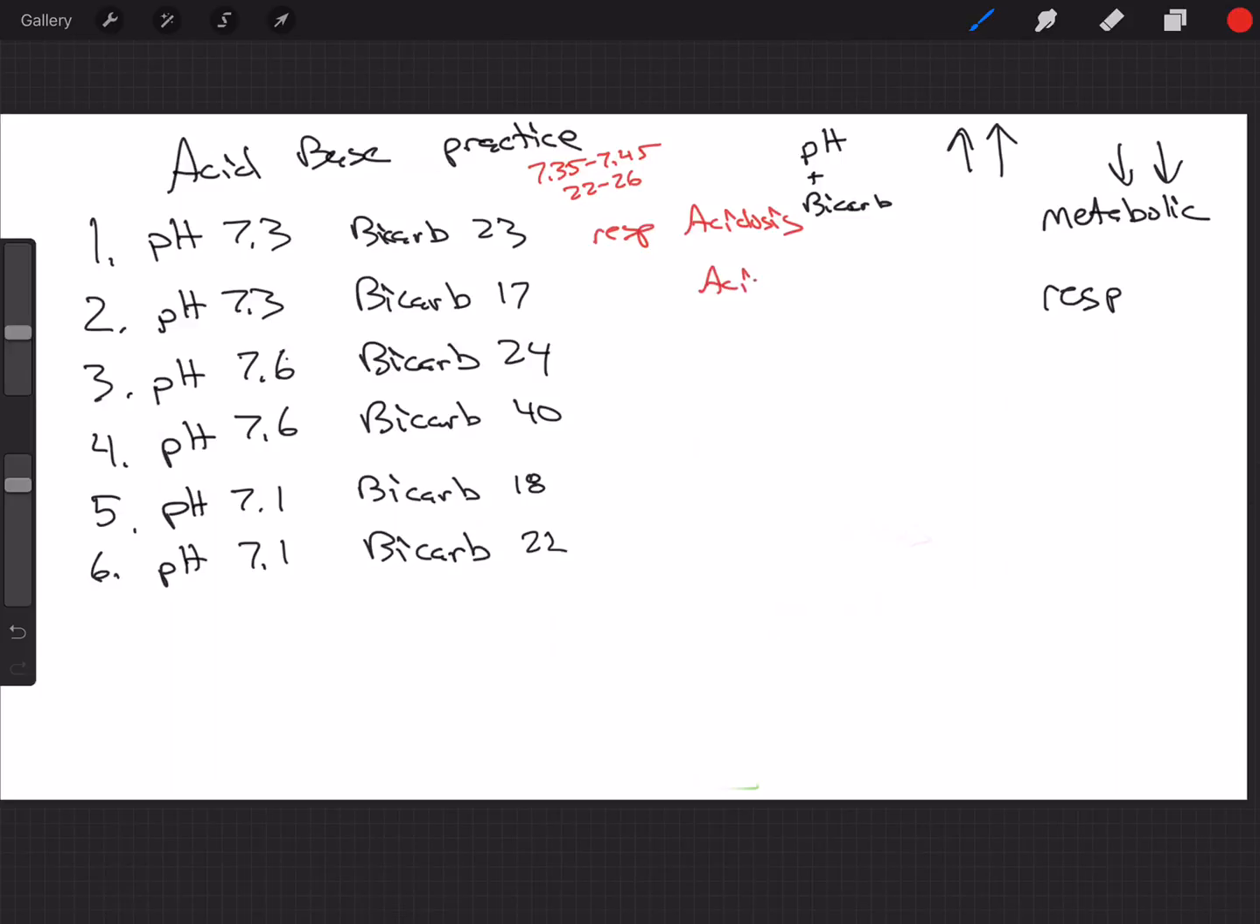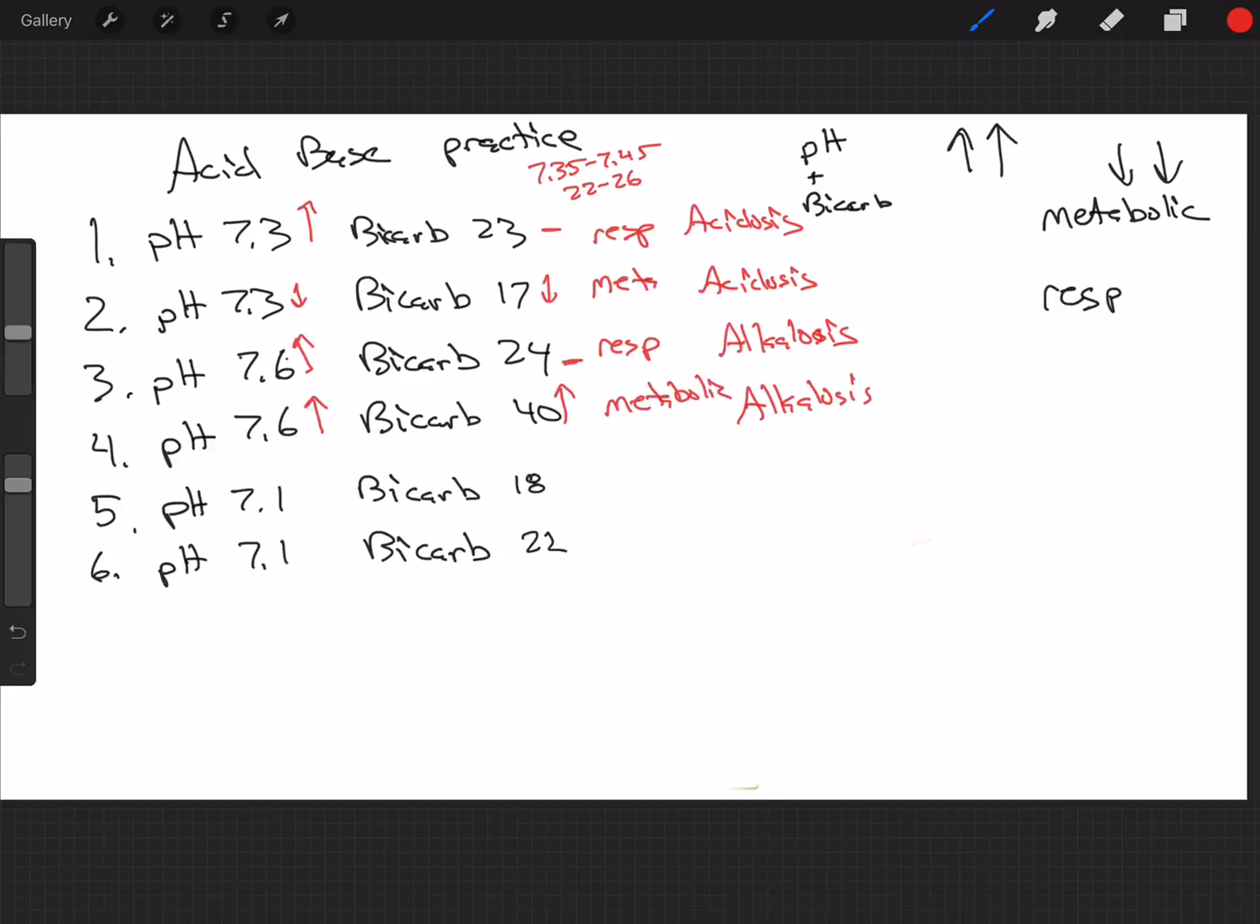Next one, 7.3, that's low, so it's an acidosis. So I'm going to write that down right now. Acidosis. And then the bicarb of 17, well, that's low, so this is metabolic. Next one here, pH is 7.6, well, that's high, so this is alkalosis. The bicarb of 24, that's normal, so this is a respiratory alkalosis because the pH went up, but the bicarb stayed the same.